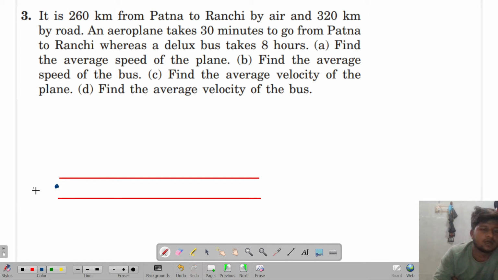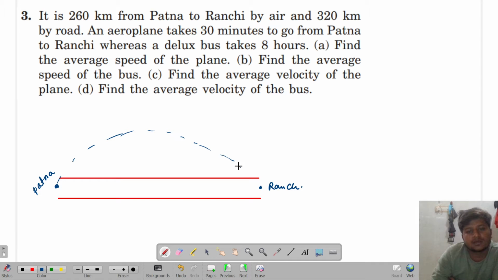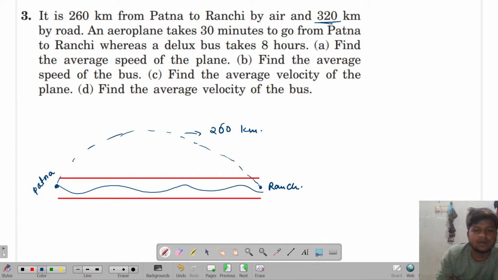So here it is my Patna, and here it is my Ranchi. Okay. So if I go by plane, means if I follow this kind of path, how many kilometers is it becoming? It is just becoming 260 kilometers. Okay. If I go by road, the distance of the road is bigger because it is not a perfect path. It can be a curvy path like this. So along this curvy path, how much is the distance?